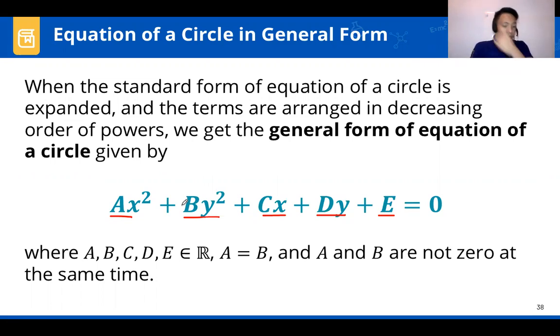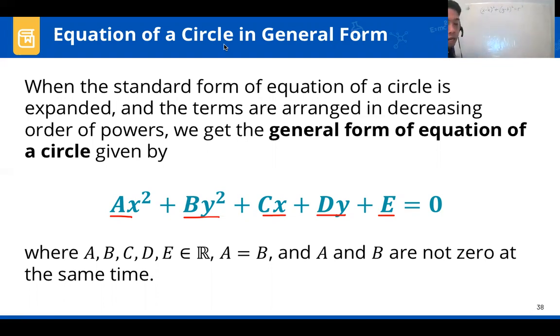Now, as I've said, this is just derived from the standard form. So, paano siya na-derive as something like that? Okay? Pakita ko sa inyo dito sa ating board. So, if we have here, ayan, our standard form is this. X minus h squared plus y minus k squared equals r squared.